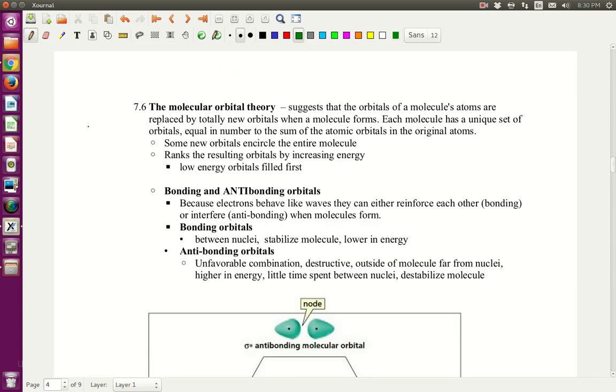Scroll down. Now, in molecular orbital theory, it suggests that orbitals of molecules, atoms are replaced by totally new orbitals. Okay, we spent all this time learning about the s orbitals and the p shapes and the d shapes where there are 5 of them, and f shapes where there are 7 of them. And, well, those are great, but when atoms are really working together, sometimes they kind of morph those things into something else. So each molecule has a unique set of orbitals equal in number to the sum of the atomic orbitals in the original atoms.